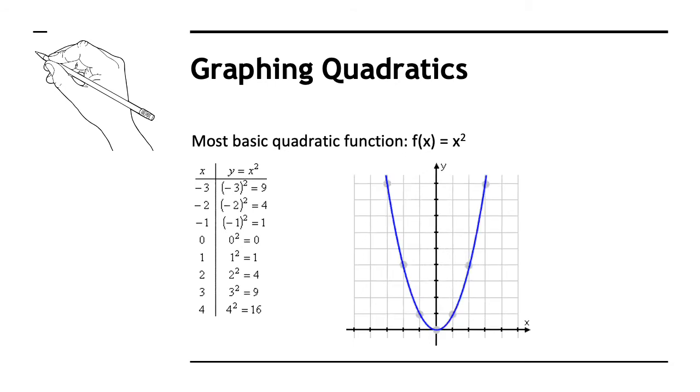Connecting the points with a smooth, curving line passing neatly through the plotted points, we get our desired parabola, which accurately depicts the behavior of our quadratic function.